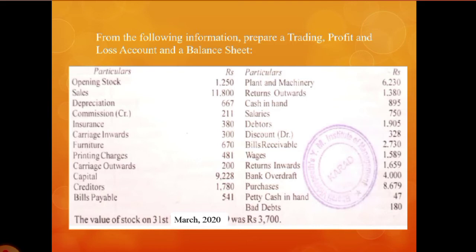From the following information you are required to prepare a trading profit and loss account and a balance sheet. So the details are given about the extract of a trial balance. In this extract there are items relating to the expenses of the business, incomes of the business and the assets and the liabilities of a business. So when we prepare a trading profit and loss account and a balance sheet, we need to first of all identify which of these items will go to the trading account, which one will go to the profit and loss account and which one will go to the balance sheet.